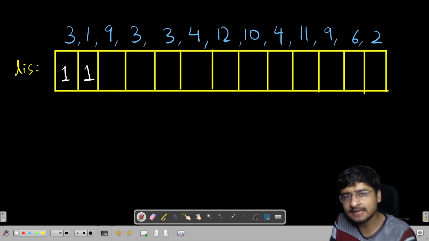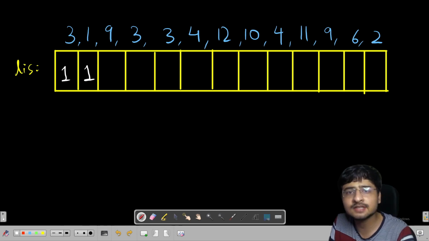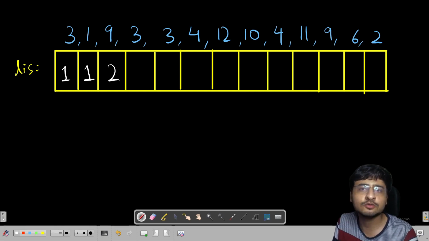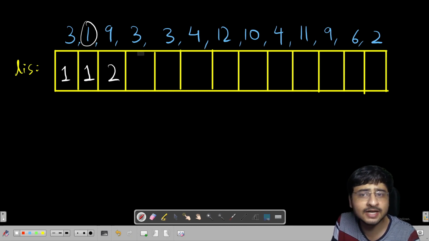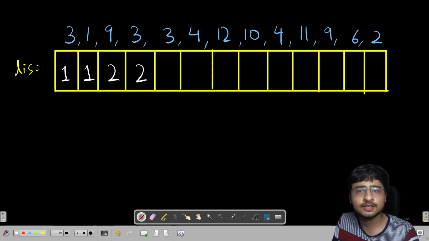9. If 9 acts as the last person of the longest subsequence, there are 2 people before it, 3 and 1. I can select 1 as the best result. So if 9 acts as the last person, it is able to form a longest subsequence of length 2. If 3 acts as the last person, can 3 select 1 to be the person to come before it? Yes, because I want an increasing subsequence. If 1 stands behind 3, it is able to form a length of 1. So if 1 stands behind 3, and 3 is the last person, we'll add 1 here, correct? So here I'm going to write a 2.